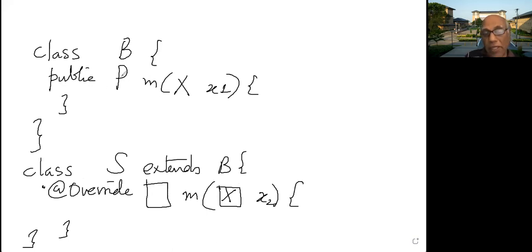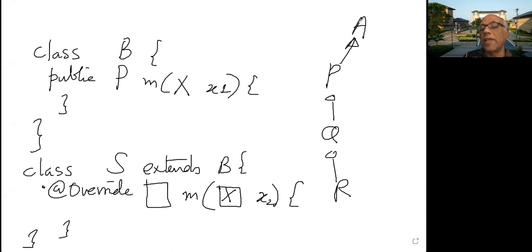This is returning a P. What can you put here? The answer is P or a subclass of P. So you could put P, or you could put anything that is a subclass of P. So if it is like this, any subtype of P is fine here. So I can put Q, I can put R, I can put P, but I cannot put, so let me put something like A here. I cannot put A here.